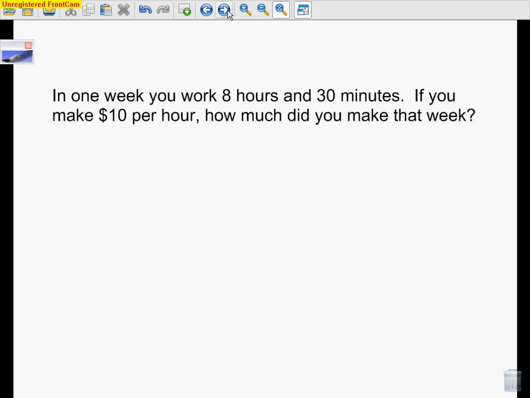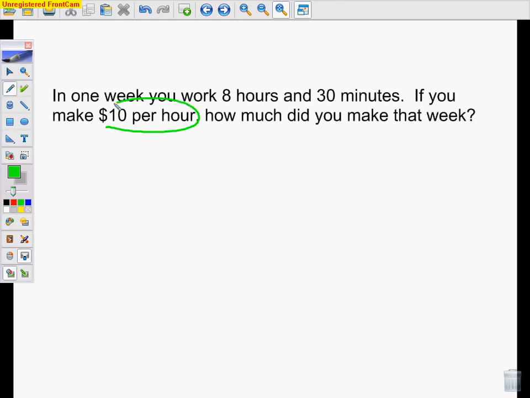In 1 week, you work 8 hours and 30 minutes. If you make $10 per hour, how much did you make that week? Well, you know that you're making $10 per hour, right? So we know that we're going to multiply 10 times however many hours we work. How many hours did we work? We worked 8 hours and 30 minutes, so we're going to plug in 8 hours and 30 minutes for 8.